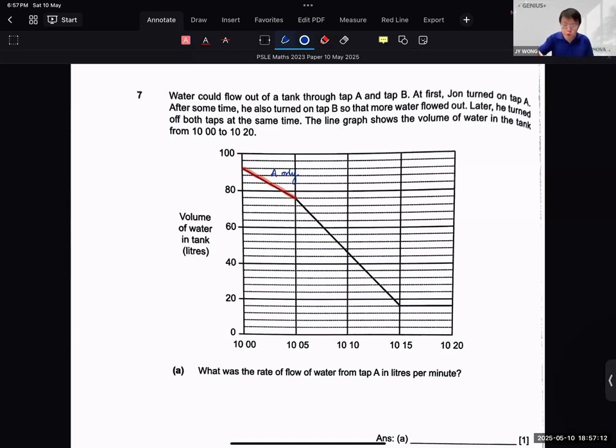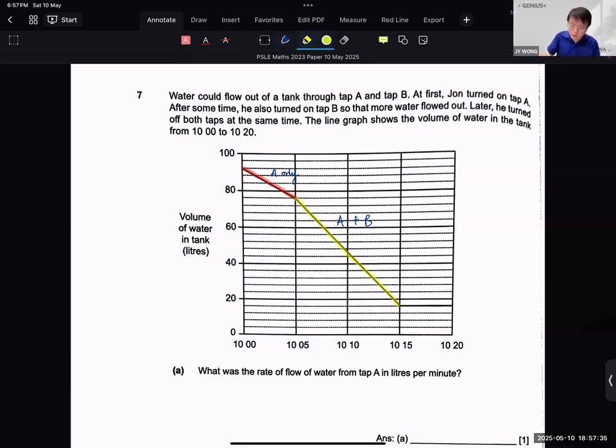After some time, he also turned on tap B. So this part of the graph must be where he turned on tap B, right? So this is tap A plus B together. Because they say that he also turned on tap B. They never say that he turned off tap A, so don't make assumptions like that.